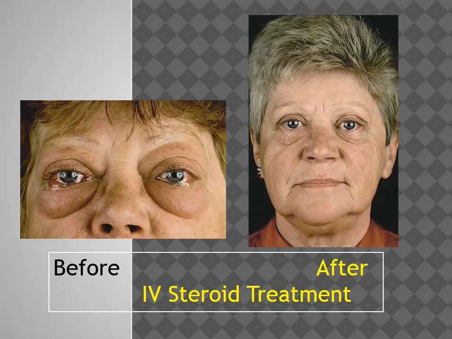Another line of treatment is giving the patient steroid injections, which help to control the inflammatory manifestations and modulate the immunity, so improving the eye condition. In these two photos, the patient is shown before on the left side, and on the right side after intravenous steroid treatment.